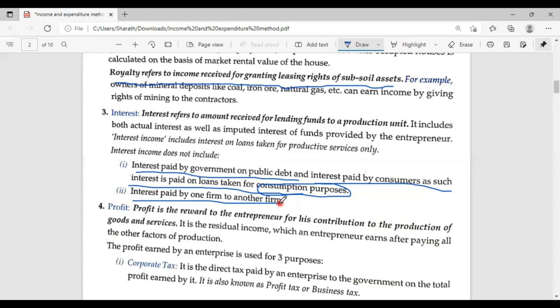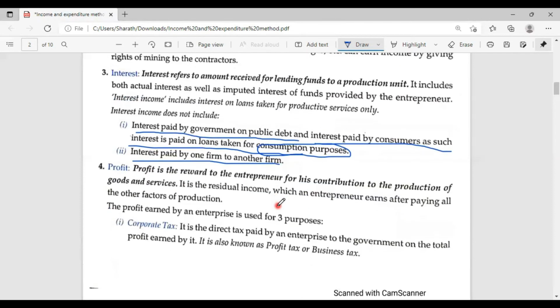Okay, this profit is a kind of reward to an entrepreneur, when he's contributing all his ideas to produce goods and services. For that idea, he will get some reward. That reward will be treated as profit. So profit is a reward received by an entrepreneur.